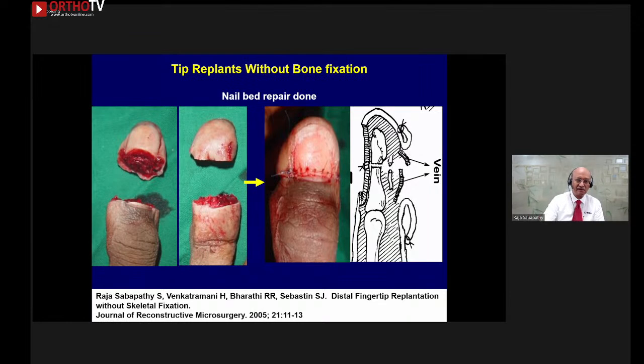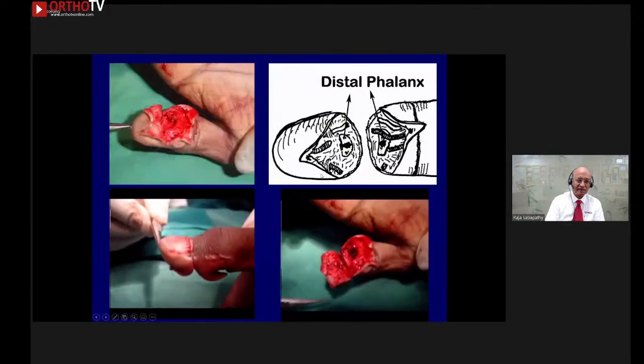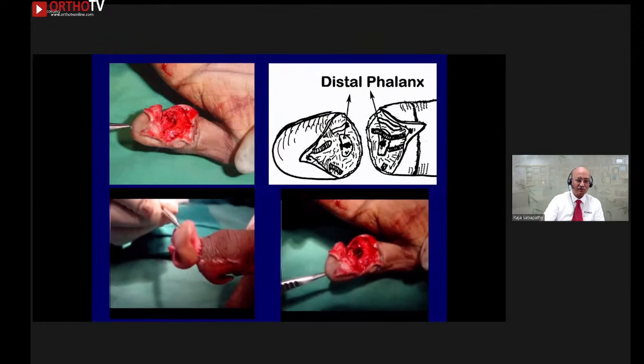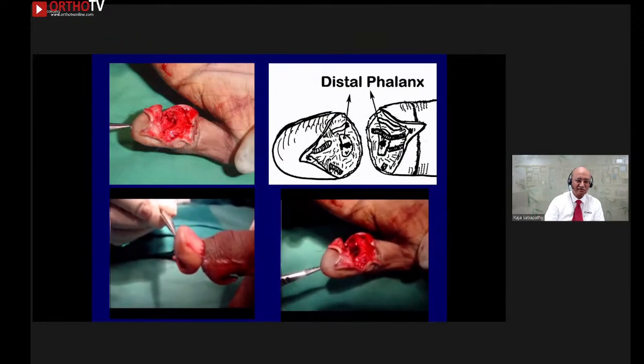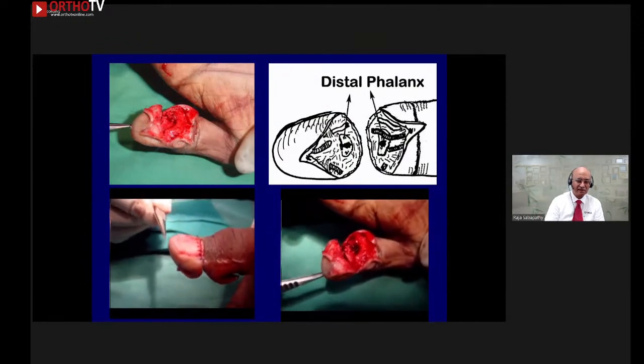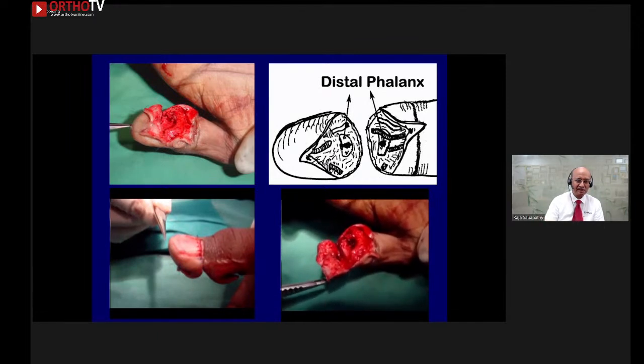So what we did was we sutured the veins, and we sutured the nail bed, and we didn't put in a K wire. So you can keep on suturing the nail bed up to the level that you want, where the artery comes up, and you suture the artery, put in some more skin sutures, and then you start doing the vein. And we didn't use the K wire at all.